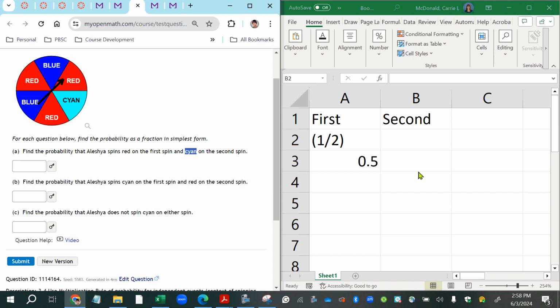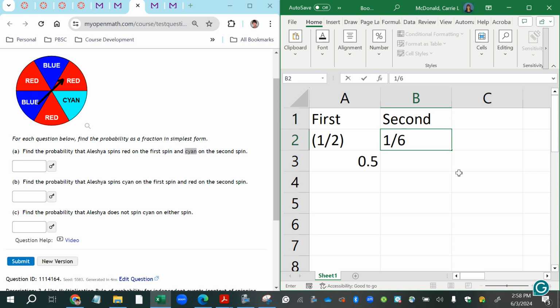Now, when we think about the fact that there's only 1 out of 6, this probability is most likely 1 divided by 6 for it to land on cyan. But because we're dealing with something else that was supposed to have happened first, we want to consider whether or not having the first spin land on red changes the probability of cyan on the second spin.